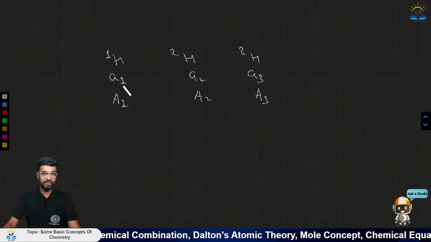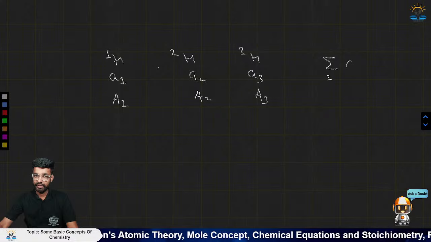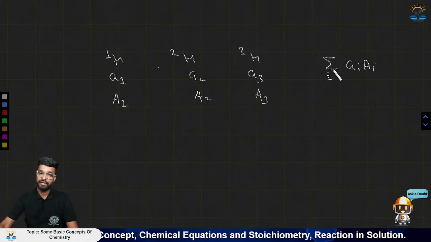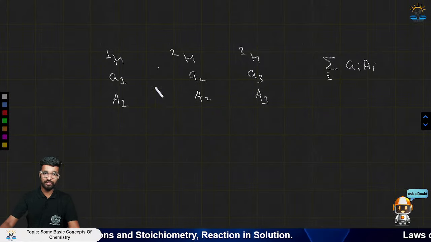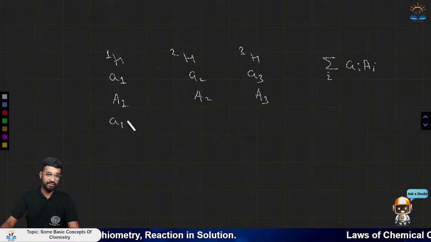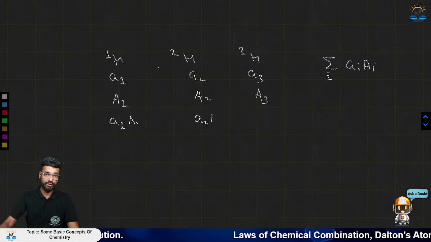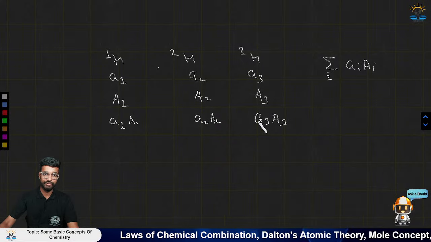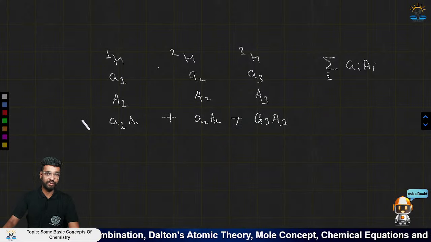To calculate this, we have this formula: summation of Ai times Mi, where i goes from the first isotope to all the isotopes that are present in nature. So we will first multiply A1 into M1, then A2 into M2 and A3 into M3. Then we will simply add these to get our average atomic mass.